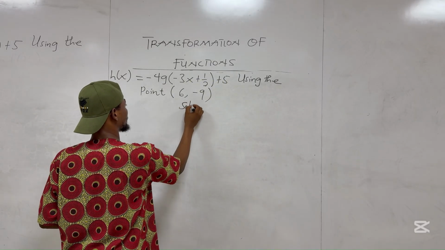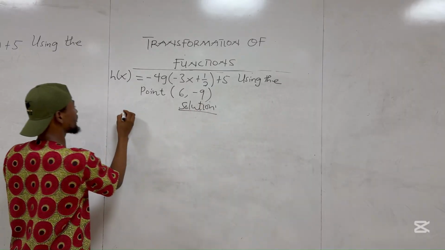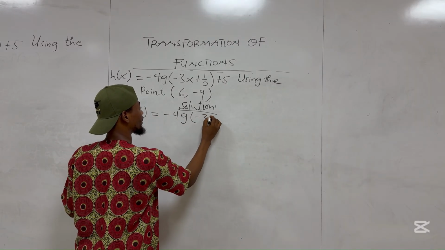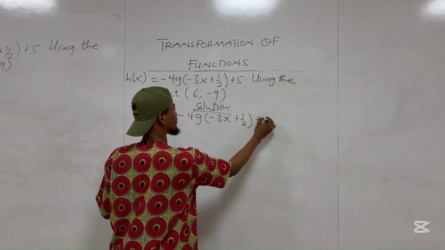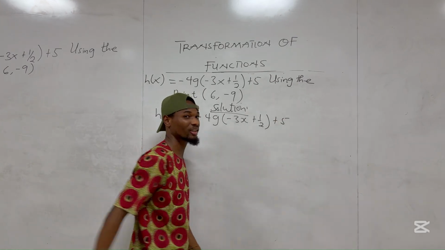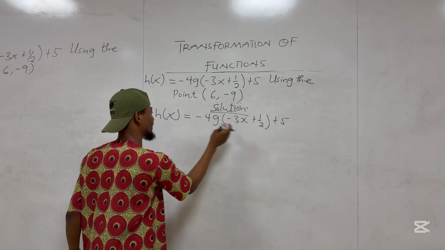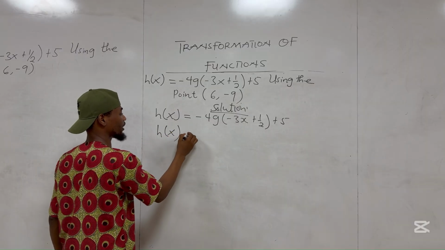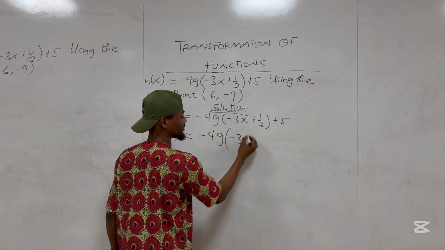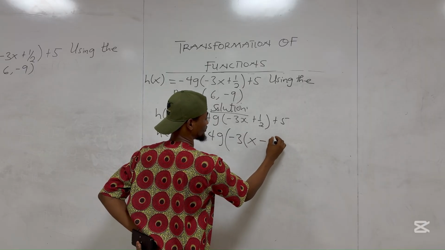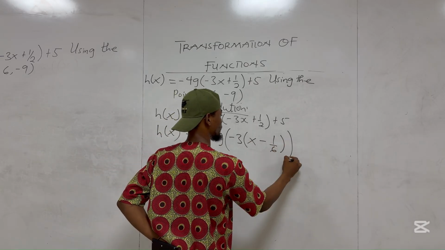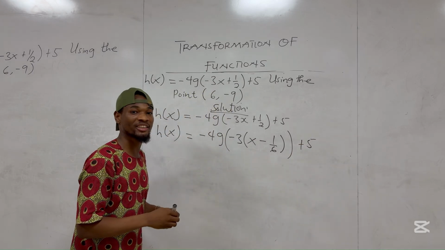So, solution. Given h of x equals negative 4g of negative 3x plus half plus 5. This time around, the constant is already isolated, so you don't need to do justice over here. But you have to do justice to this. You have to factorize. So I have h of x is equal to negative 4g, then I can bring negative 3 out. Then I have x, plus 1 over 6, plus 5. Let's see if the factorization is correct.